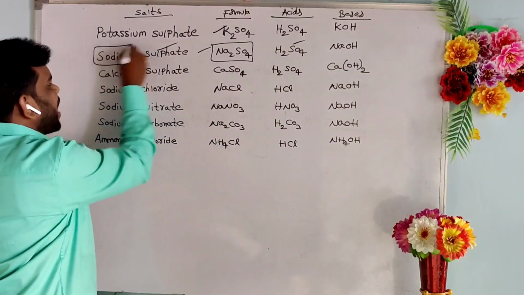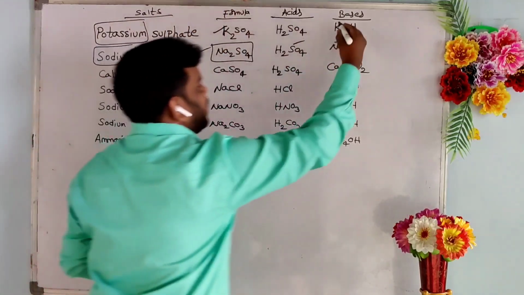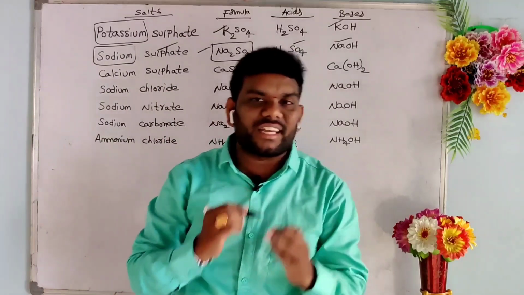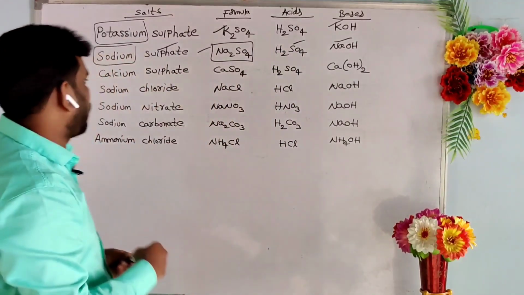Here sodium is there, NaOH. Here potassium is there, that's why KOH. K is nothing but potassium. Its Latin name is kalium. This is very important. Okay, what are the families of salts?